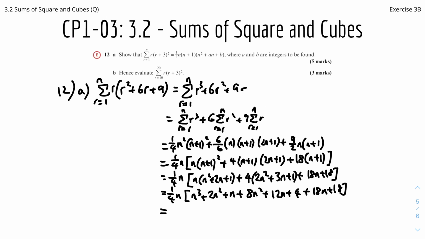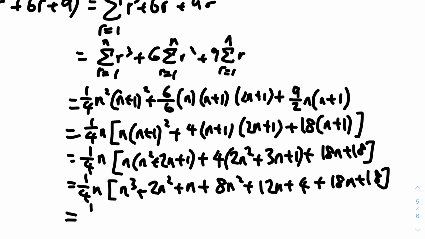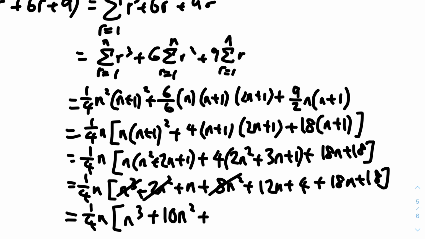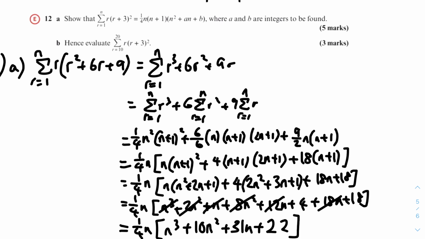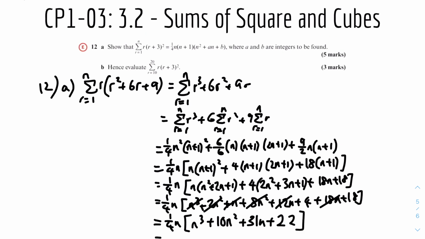So now we just have to simplify everything. It'll be 1 over 4n times n cubed plus, let's cancel out. Now the sum of n squares would be 2n squared plus 8n squared, which is 10n squared. Now the sum of n will be 18n plus 12n, which is 30n, plus n, which is 31n. And now the sum of the constants will be 4 plus 18, right? Which is equal to 22. Like so. And now we just have to factorize the whole thing.